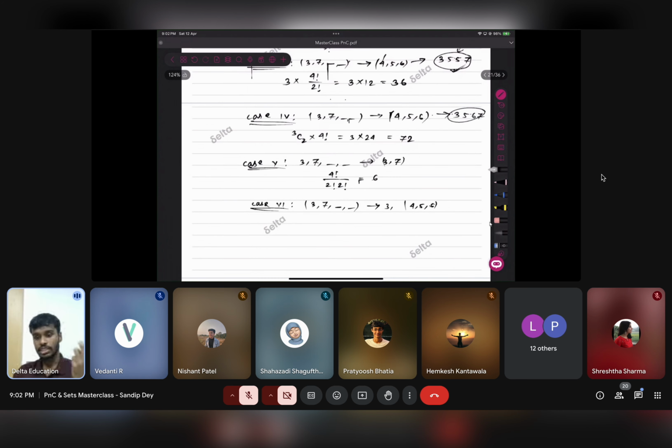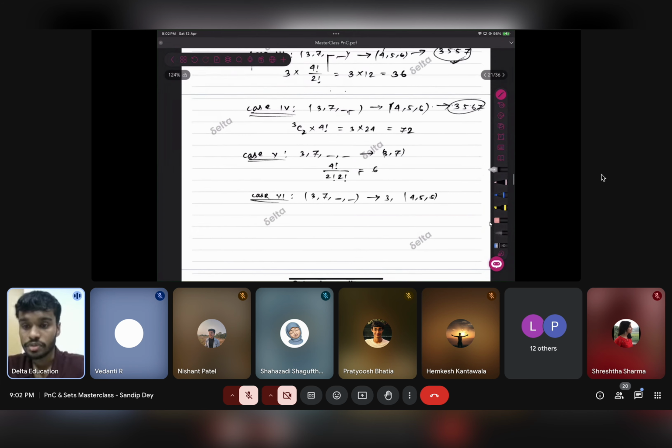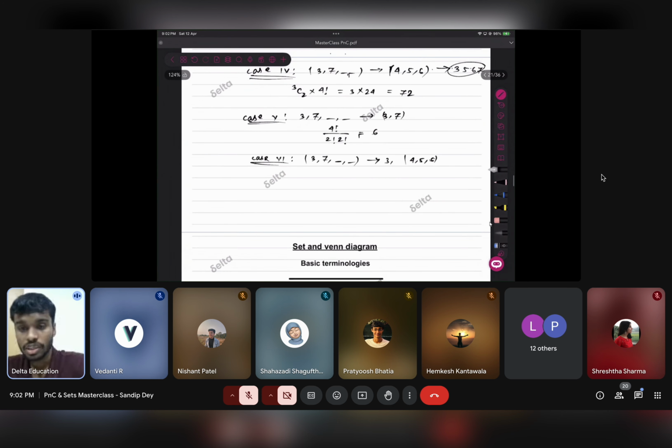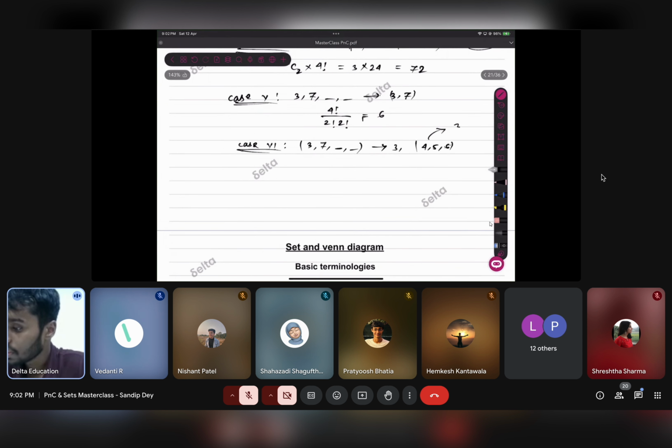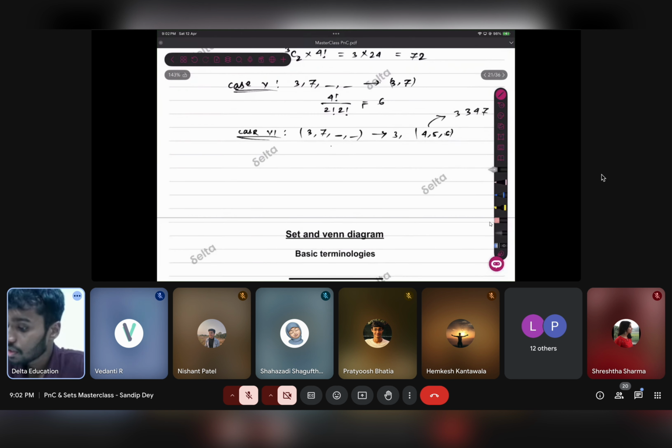So you have to be very careful about selecting all the possible cases, so that none of the cases gets eliminated. Otherwise your answer will be wrong, you will waste your time on this question, and you will not get any score for it. So make sure you complete all the cases. In this case, what will my number look like? It will look like 3, 3, 4, 7. So how many permutations can we get? We can get 4 factorial divided by 2 factorial. So I'll get 12 here.